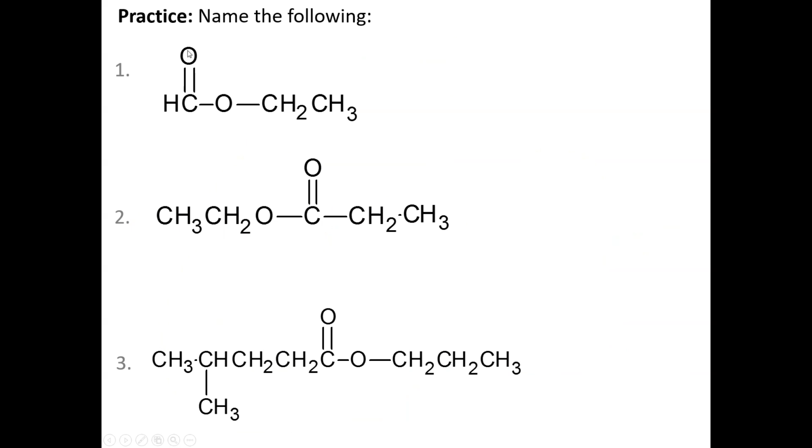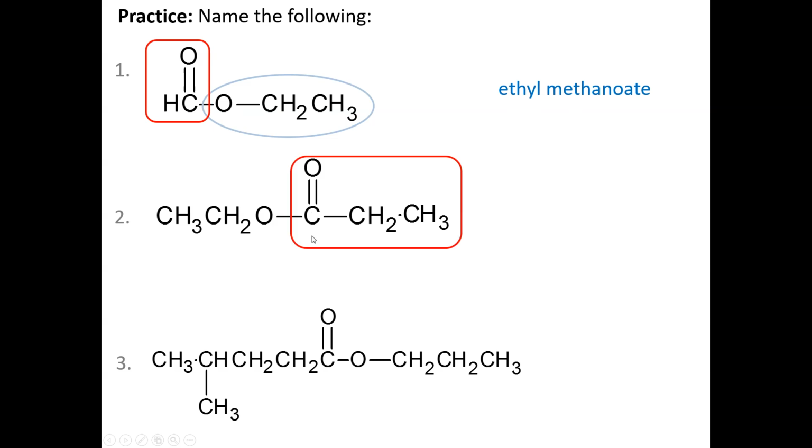When you get given an ester, always look for that C double bond O, and then focus on the carbonyl. So that will be methanoate because there's 1 carbon. This will be ethyl because there are 2 carbons, so it'll be ethyl methanoate. Here, again, you look for that same style, then focus on the carbonyl. It's got 3 carbons, so it'll be propanoate. This will still be ethyl, so this ester is ethyl propanoate.